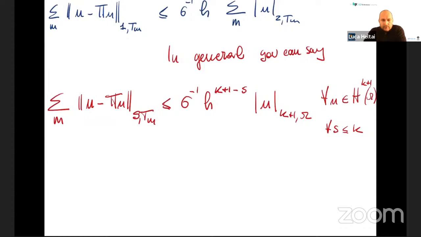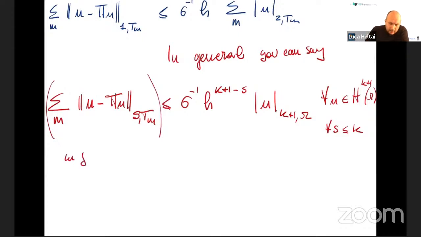So the interpolation will converge with the correct semi-norm, and even if the global space is not included in the space capital V_h. Okay, maybe I'm not making this very clear, but this is the local estimate that one has.